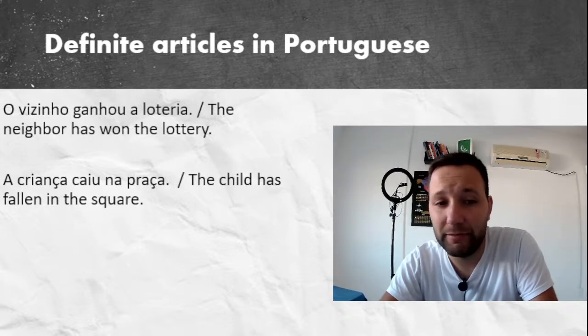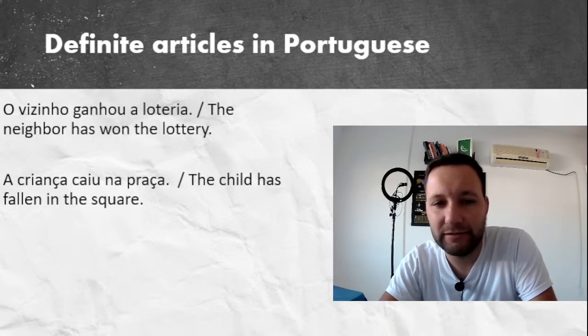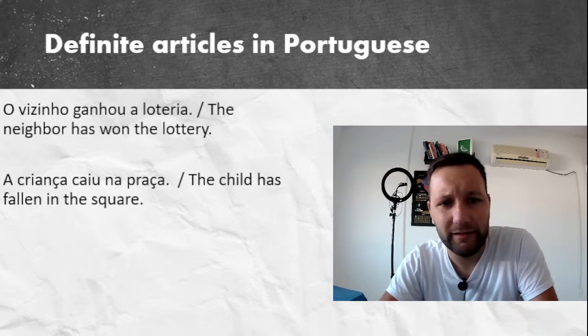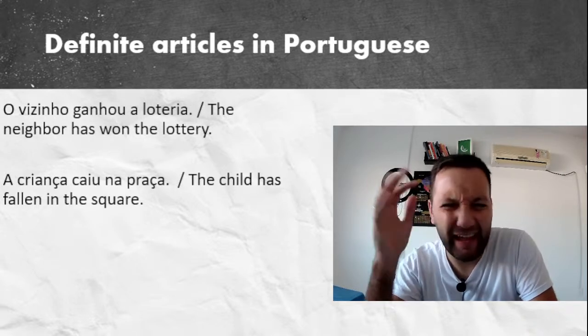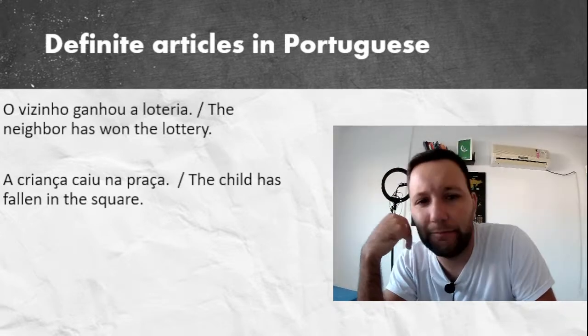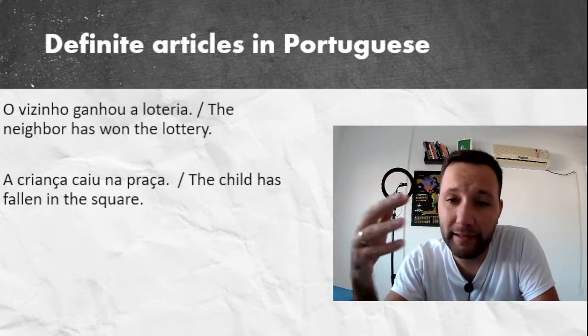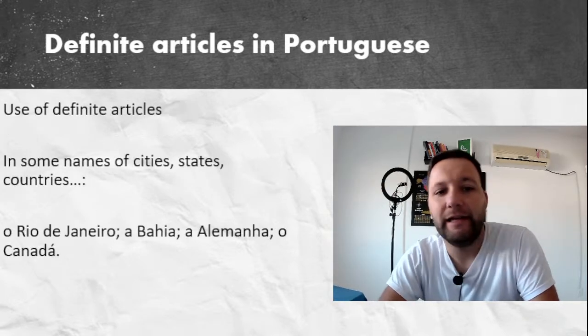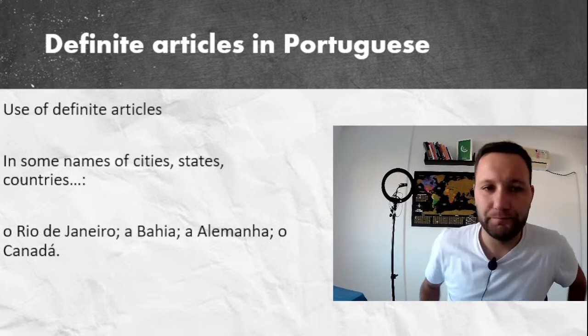Another, now a feminine one. A criança caiu na praça. Criança ends in a, so feminine. The child. A criança caiu na praça. The child has fallen in the square. Here I'm not saying a child. It's the child. A criança. But if it was in the plural, it would be as crianças. But we have some examples in the plural.